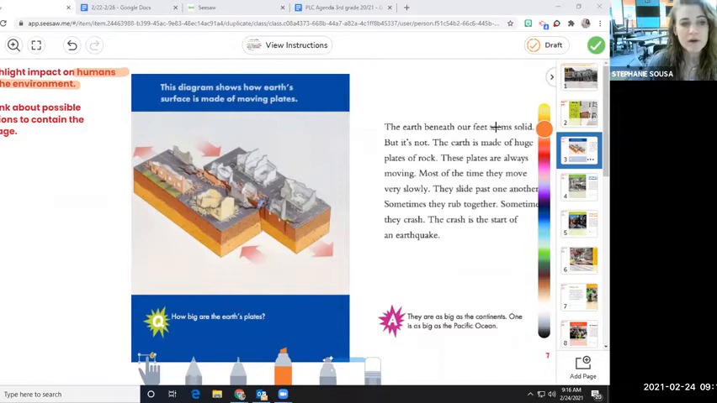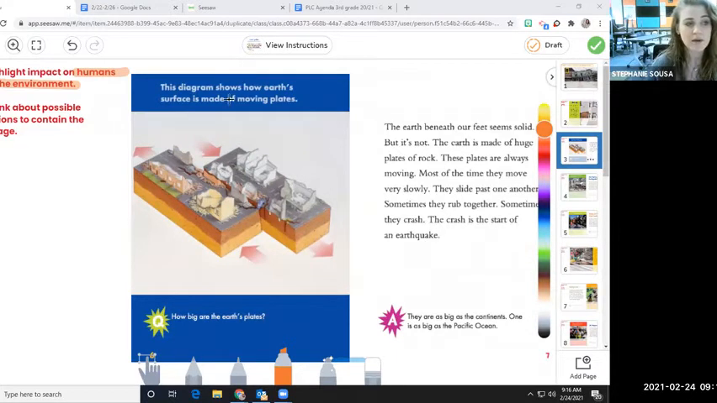The earth beneath our feet seems solid, but it's not. The earth is made of huge plates of rock. These plates are always moving. Most of the time, they move very slowly. They slide past one another, and sometimes they rub together. Sometimes they crash.